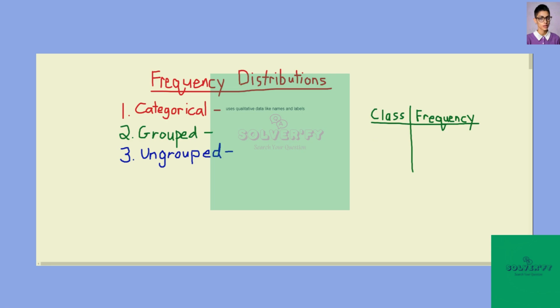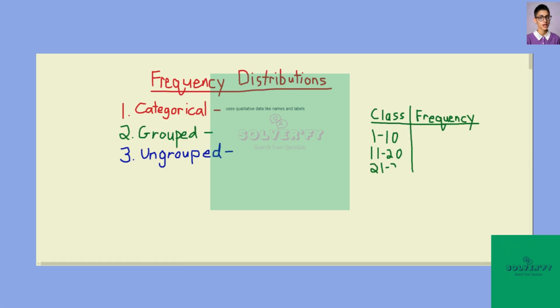Grouped frequency distributions use quantitative data, and it has to have a large range. So for example, if you had a class that was the numbers 1 through 10, this could be anything like ages, for example. And then you could have another class of 11 through 20 and another class of 21 through 30.